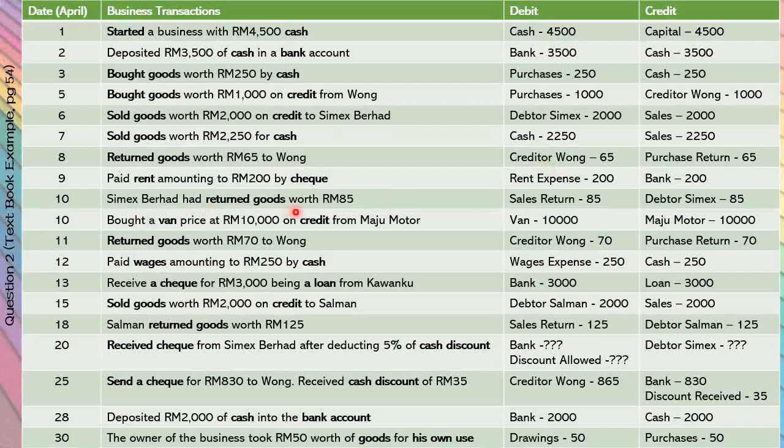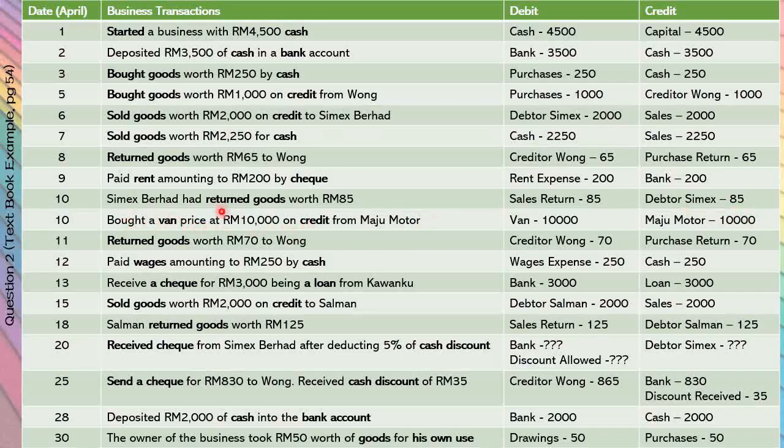CMAX has returned goods worth RM85. So who is CMAX? CMAX is our debtors. So bila debtor, dia buat pulangan jualan. So sales return mengurangkan revenue. So debit sales return RM85, kredit debtors CMAX. So maksudnya CMAX bukan lagi berhutang kita RM2,000. Lepas kita dah tolak RM85, dia cuma berhutang kita RM1,915.